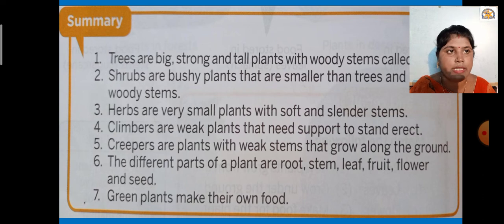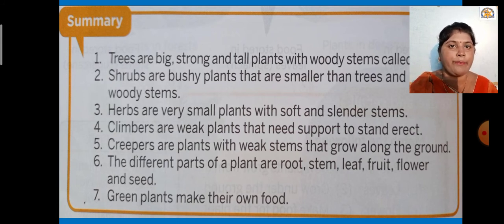Climbers are the weak plants that need support to stand erect. Number 5, creepers are the plants with weak stems that grow along the ground. Number 6, the different parts of a plant are root, stem, leaf, fruit, flower and seed. And the number 7 point is, green plants make their own food. So these are the important points of lesson number 1, that is the types of plants.